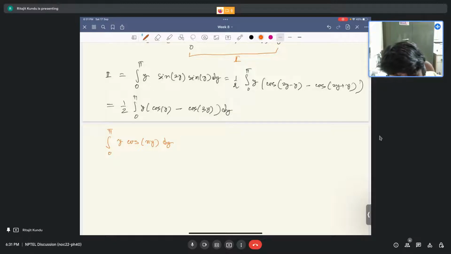So you have to do integration by parts. The way I'd like to do this is to write the cosine as the derivative of sine ny divided by n, so that you get back cosine. When it is written like this, the integration by parts becomes really simple.